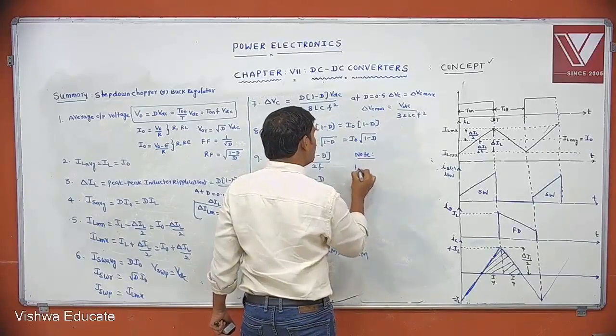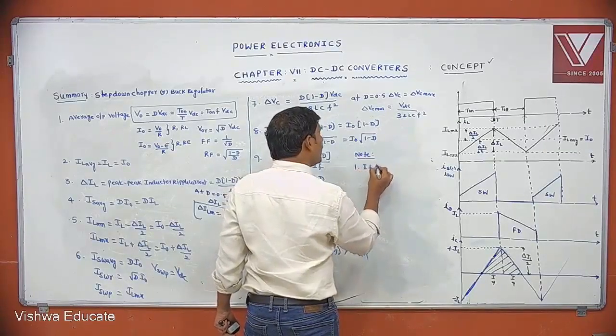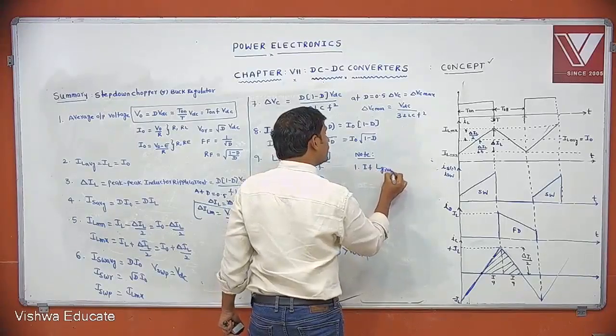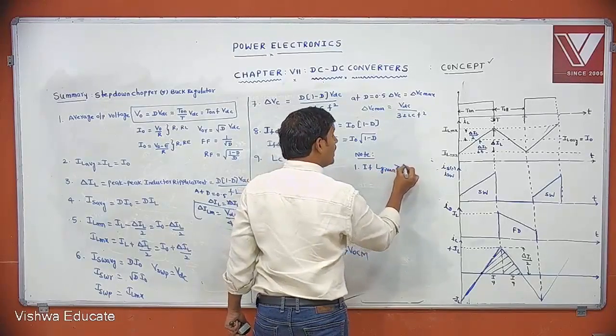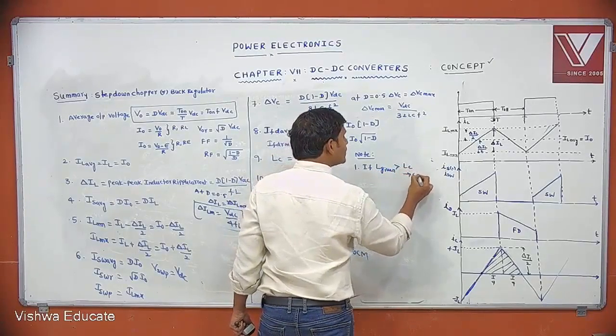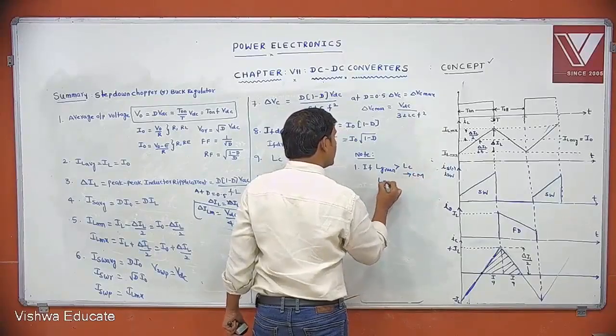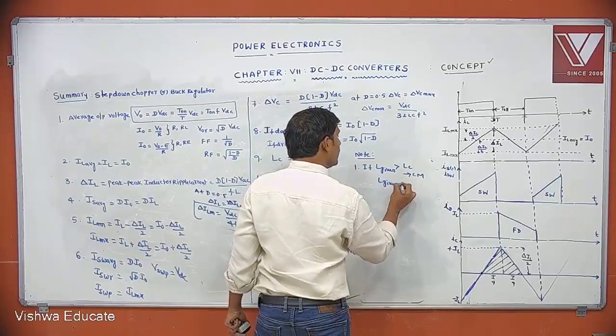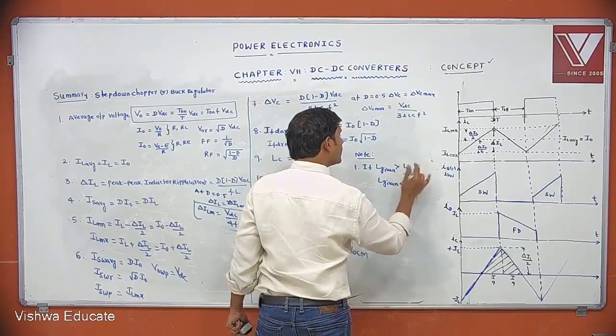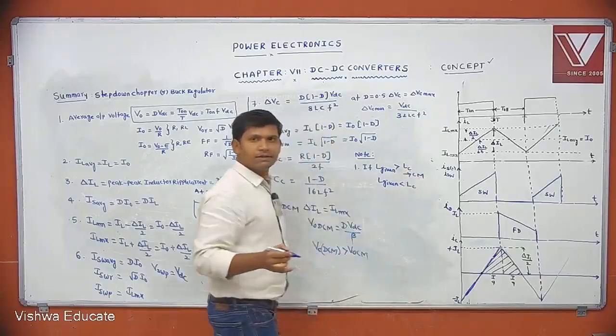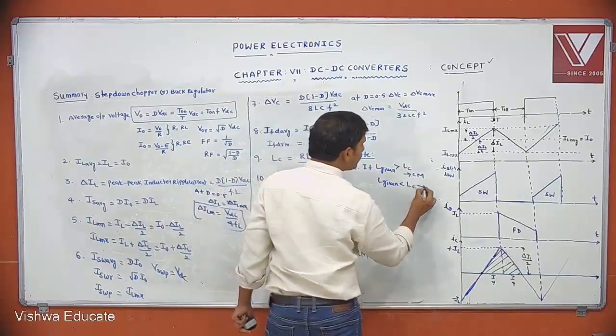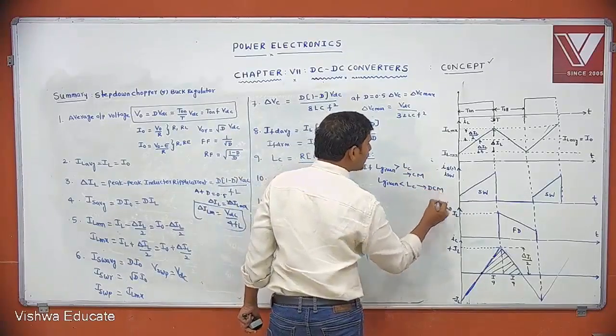First one. If L given is greater than LC, then it is continuous mode. If L given is less than LC, where LC is nothing but the critical inductance, then which mode is it? Discontinuous. This is one way to analyze.